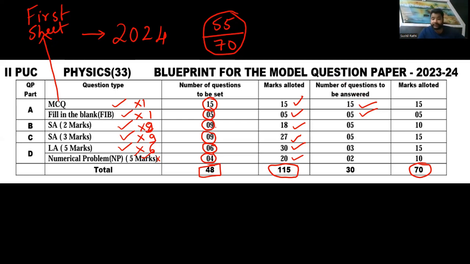For the 2 mark questions, out of 9 questions you have to attempt any 5. That will give you 10 marks. For the 3 mark questions also, you have to attempt only 5 questions. That gives you 15 marks.